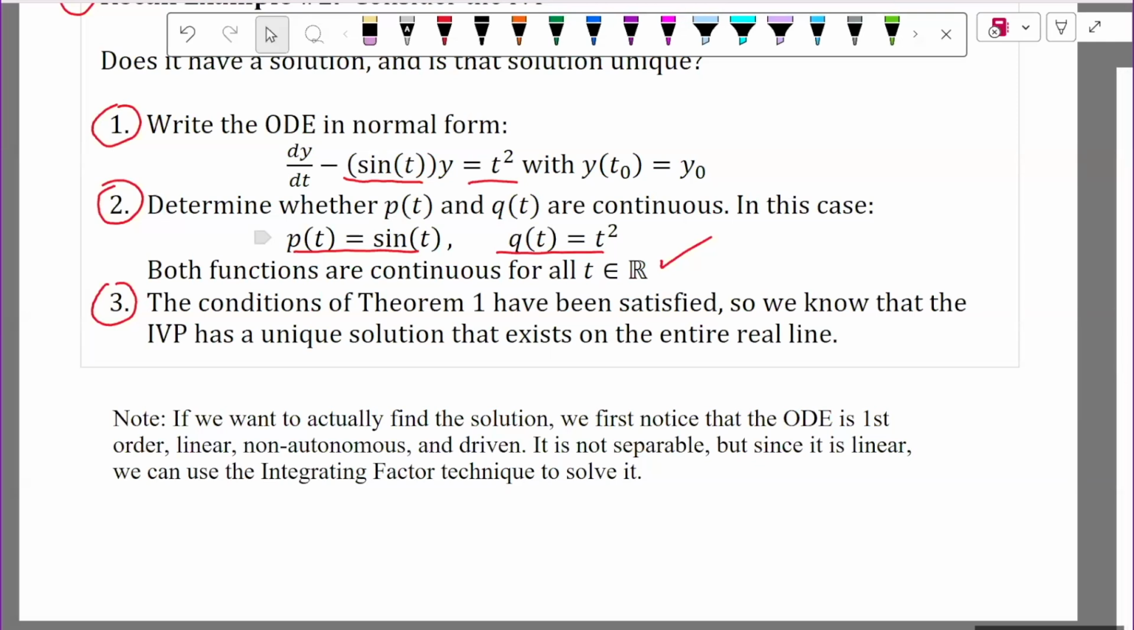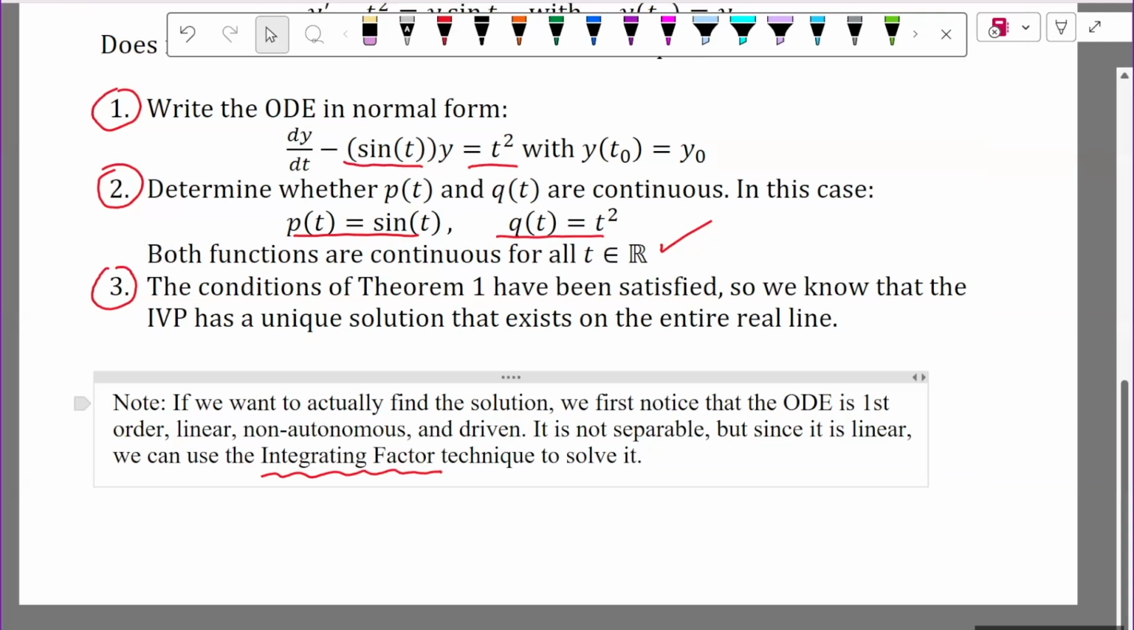Note, by the way, that if you actually want to find the solution to this first order linear, non-autonomous, non-homogeneous differential equation, you are going to have to use the integrating factor technique because the ODE is not separable. If you want to take a second and test yourself and figure out what the solution to that ODE is, you can pause the video now and give it a try. When you come up with your solution, you should ask yourself, does it look like your solution actually does exist and give you a unique value for every value of time on the real line? It should, because our existence uniqueness theorem tells us that it will.